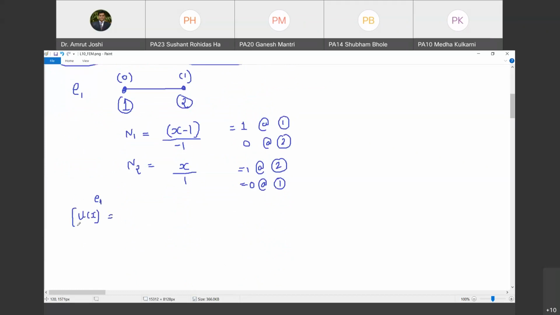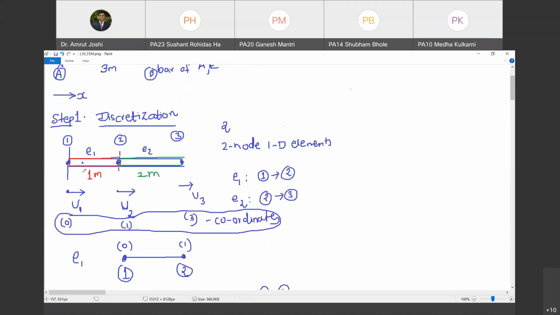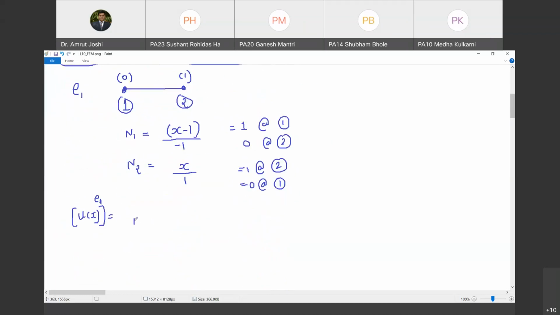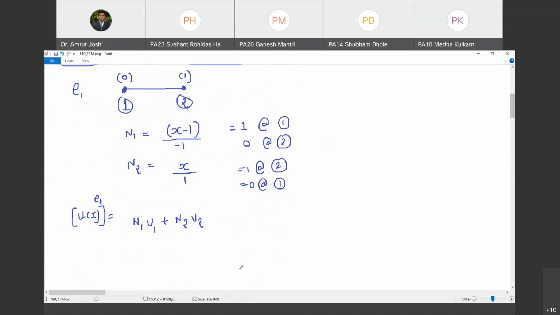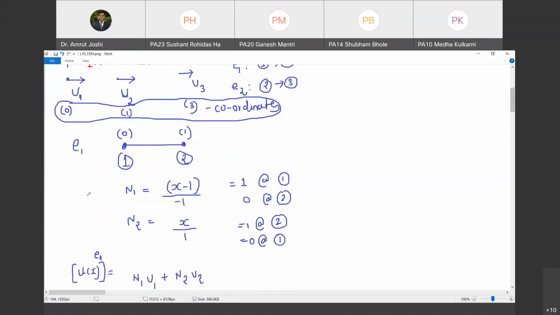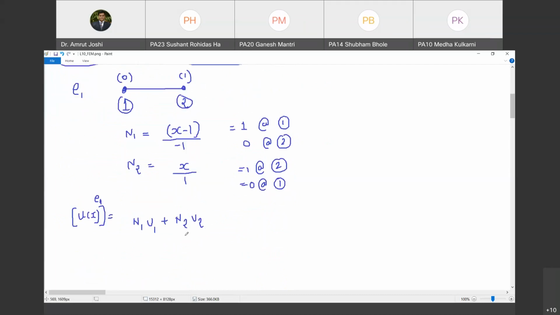What is u of x? U as a function of x. What is e1 standing for? E1 stands for within the first element. It will be given as n1 u1 plus n2 u2. Are you with me? So n1 u1 plus n2 u2 is u of x within element number 1. Now what is the value of n1?